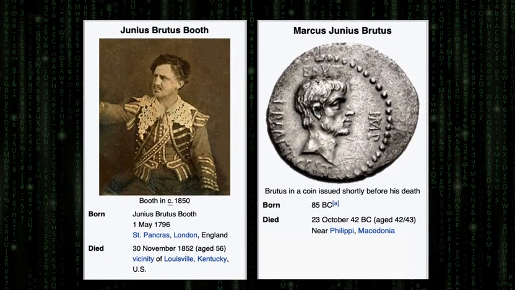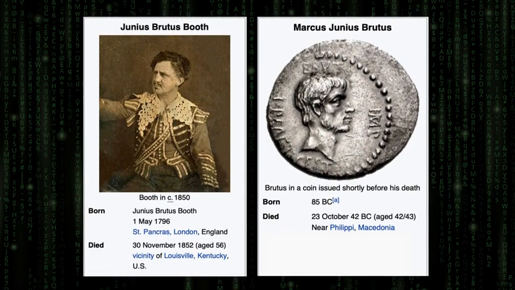Now here's an interesting synchronicity. The most famous assassin of a world leader in history is Junius Brutus, who assassinated Roman Emperor Julius Caesar. It turns out that John Wilkes Booth, who also assassinated a prominent world leader, had a father who was named after Junius Brutus, who assassinated Julius Caesar.